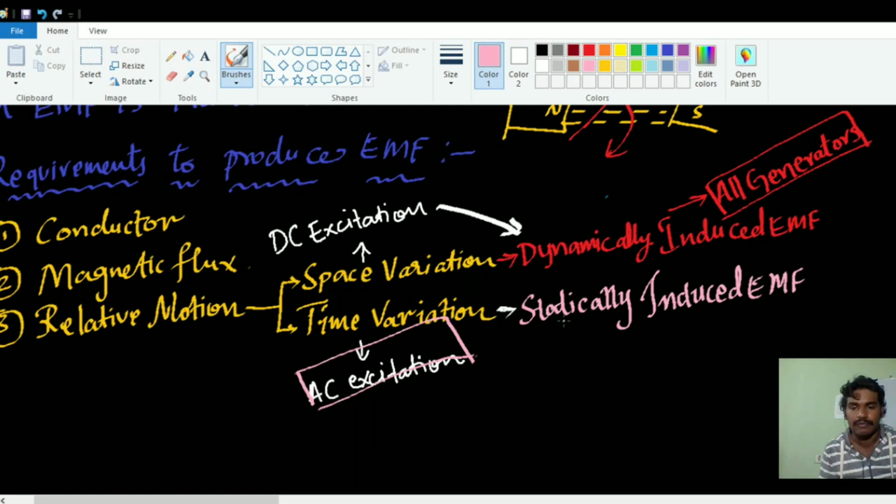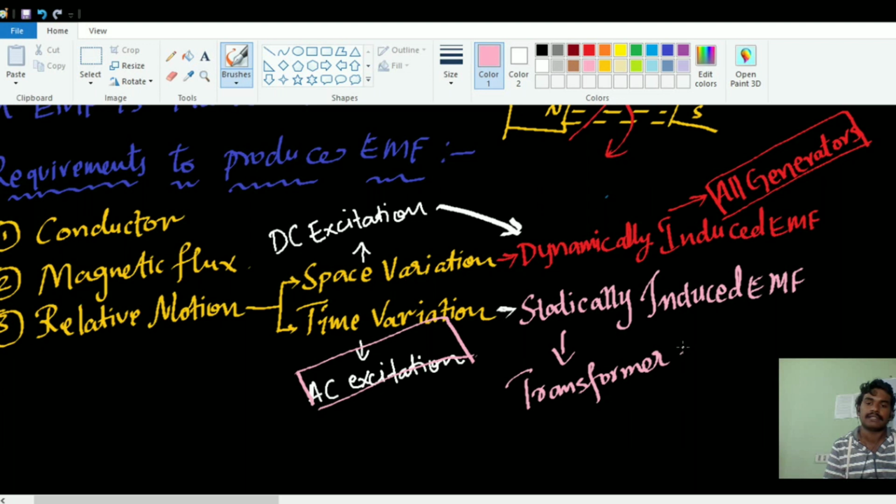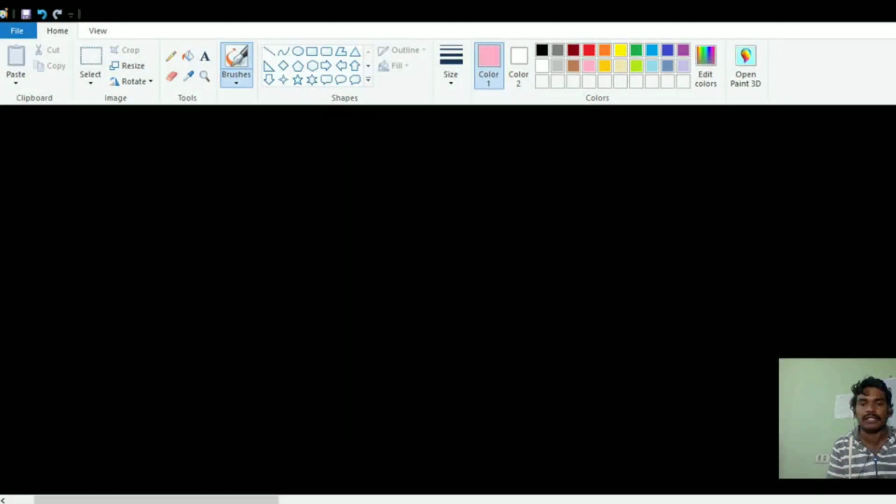There is some motion there, whereas statically induced EMF is found in a device which is static. We have seen in the first video, what was that device? Transformer. So a transformer has statically induced EMF. So now we understood two types of EMF, dynamically induced EMF and statically induced EMF, and their origins. Now let's perform some mathematical analysis on these concepts of dynamically induced EMF and statically induced EMF.